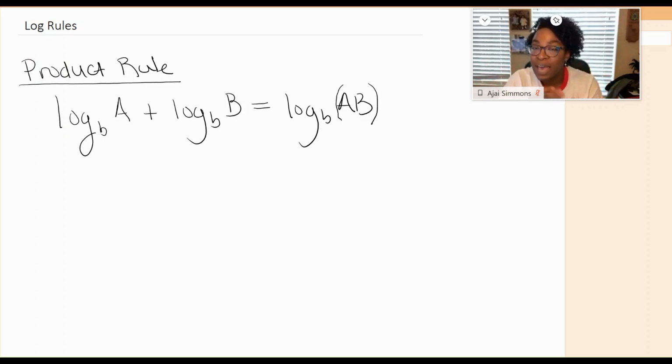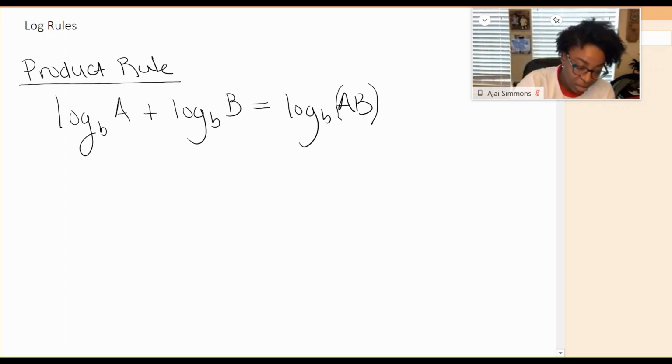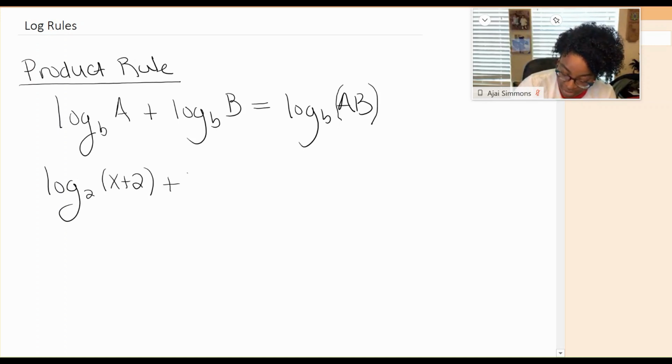and it just says if you have two logs with the same base, having the same base is very important. If they have the same base, then you can combine them together by multiplying whatever you're taking the log of. So if I threw numbers in there, let's say I have log base 2 of x plus 2, and then I also have log base 2 of, let's just say x.